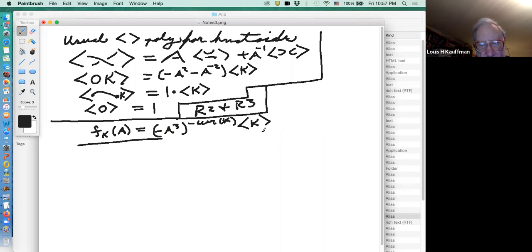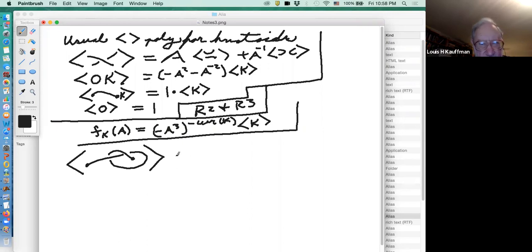And then you can go ahead and calculate bracket polynomials of knotoids. So for example, if you had this knotoid and you wanted to calculate its bracket polynomial, it would be A times this one, smoothing it that way, plus A inverse times this one.